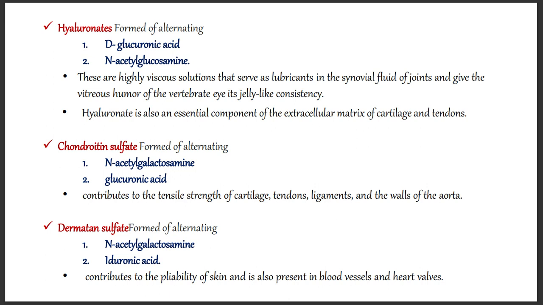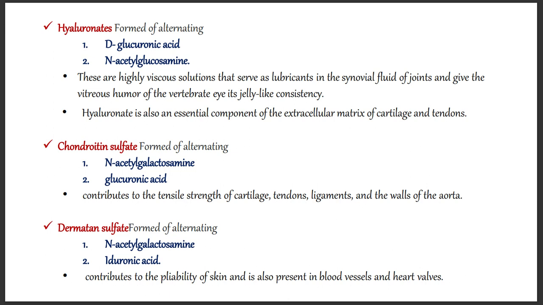the glycosaminoglycan. The other example is chondroitin sulfate. Now, chondroitin sulfate is made up of N-acetylgalactosamine, and you can see the glucuronic acid is still there. These ones are going to contribute to the tensile strength of cartilage, tendons, ligaments, and also some blood vessels. Why is it that you can stretch a blood vessel but it can't break? The tensile strength is what is responsible for that, and one contributing factor is chondroitin sulfate.